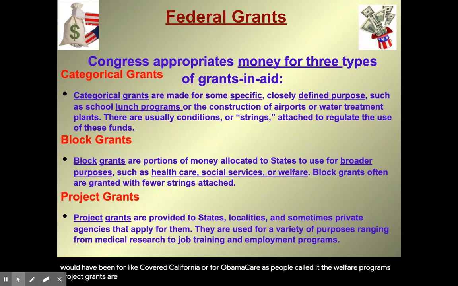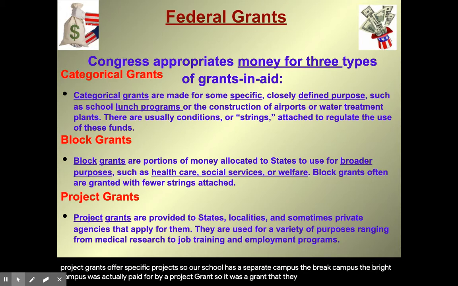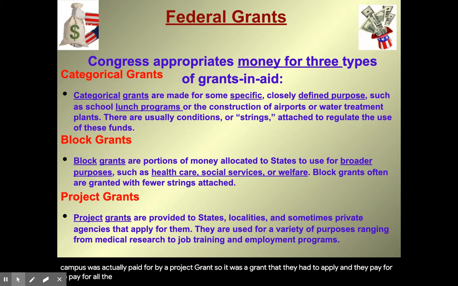Project grants are for specific projects. So our school has a separate campus, the Bright campus. The Bright campus was actually paid for by a project grant. So it was a grant that they had to apply for to pay for all the awesome facilities that they have over at the Bright campus.